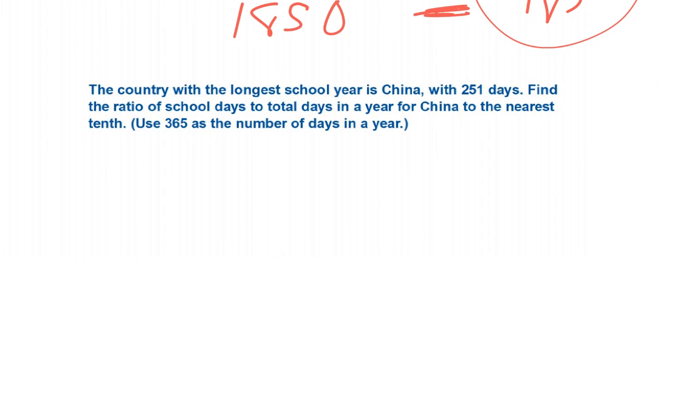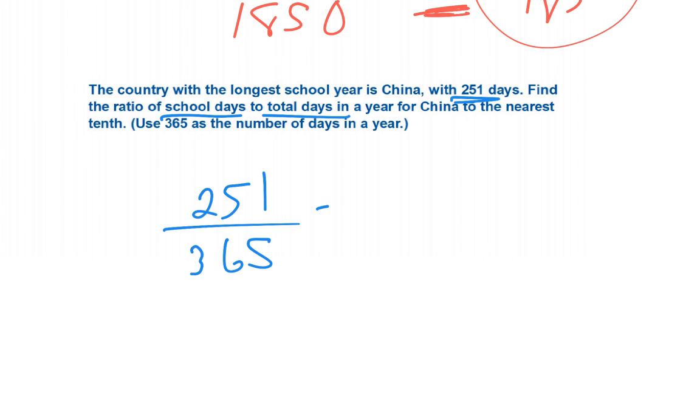The country with the longest school year is China with 251 days. Find the ratio of school days to total days in a year for China to the nearest tenth. So what do we do? 251 over 365, because it's school days to total days. And if it wants it to the nearest tenth, we need to make sure we use our calculator. 0.7. So 70% of their year is school.